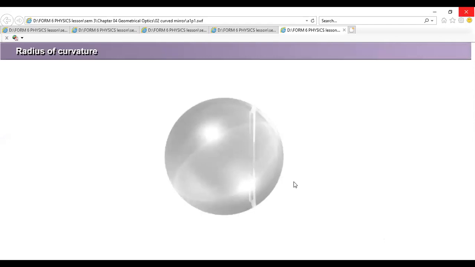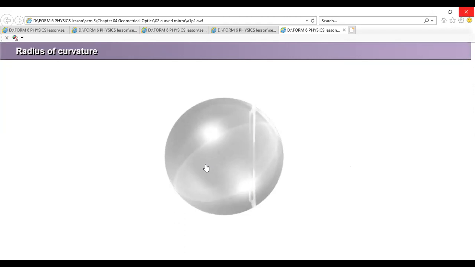Radius of curvature. We know that a curved mirror is formed from a sphere. So we notice that the curved mirror has a radius of curvature and a focus, or focal point. How do we determine the radius of curvature? How do we determine the focal point, or as we call it, the focus?